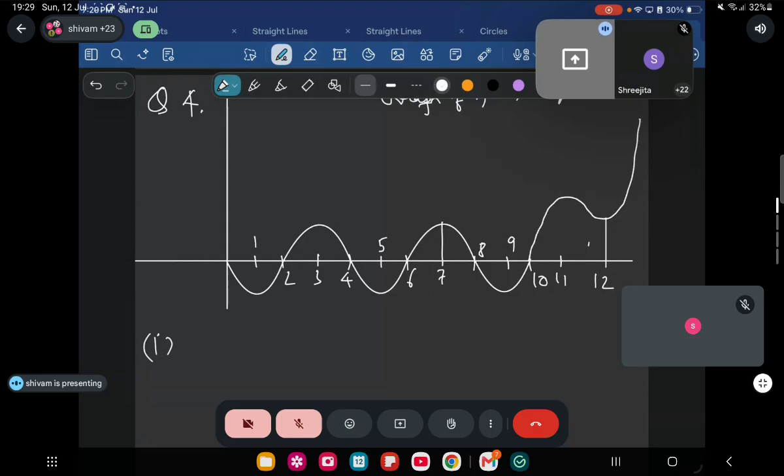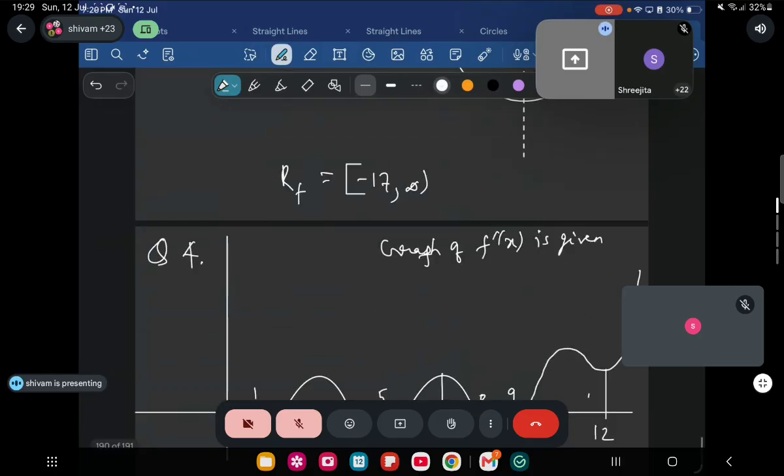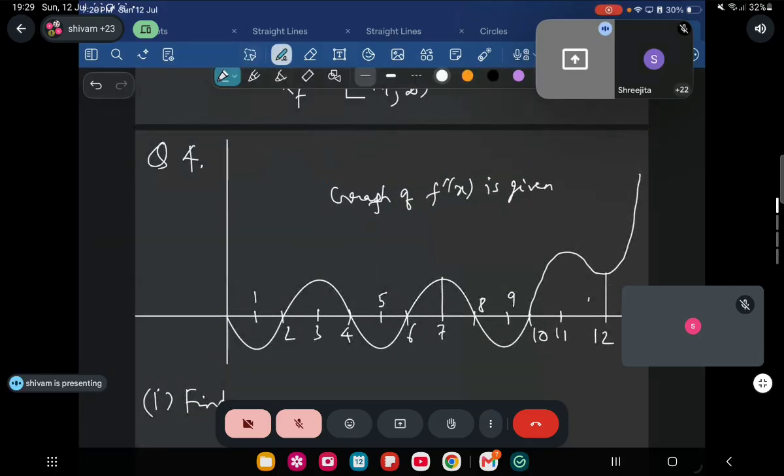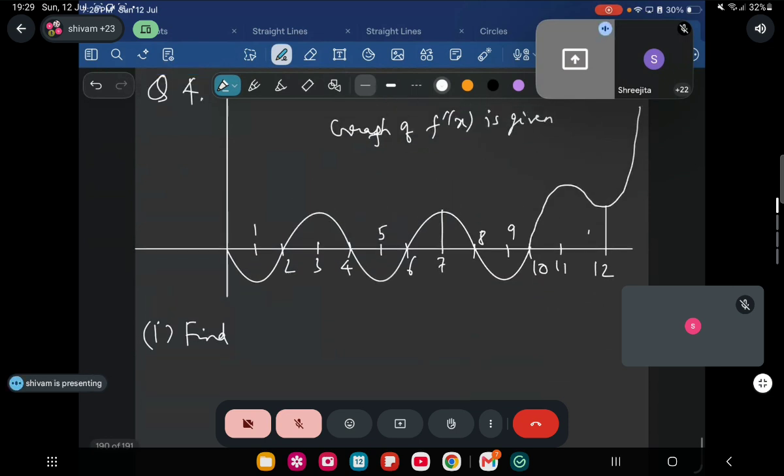Graph of f dash x is given. See, I have written it. This is the graph of f dash x, not f of x. Remember. Okay, I'm posting the questions. There are 4 parts. Send me the answer of all 4 parts at once, or at least 2 at a time.